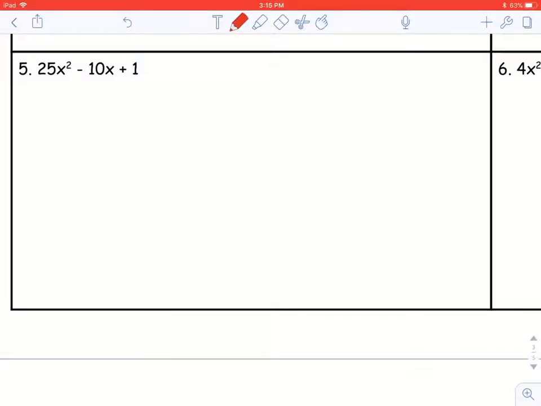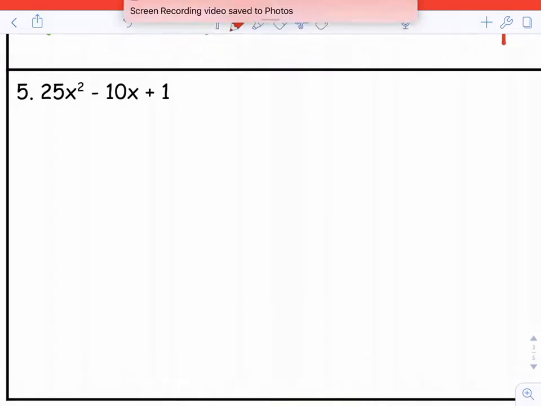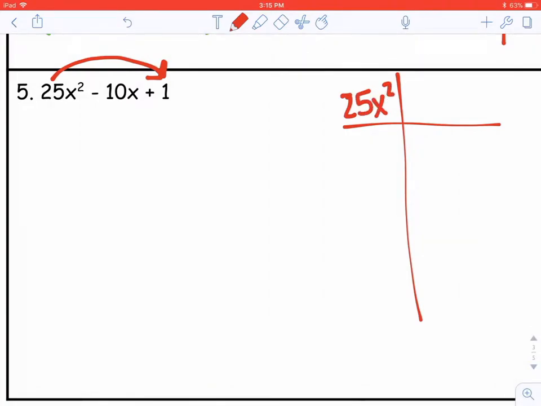Trinomials, examples 5 and 6. Just to give you a few more examples that you could watch. So 25x squared times 1, we're going to take and put in our t-chart, would be 25x squared. The middle term is negative 10x, so we bring that over. And we want to multiply to get 25x squared, and we want to add to get negative 10x.